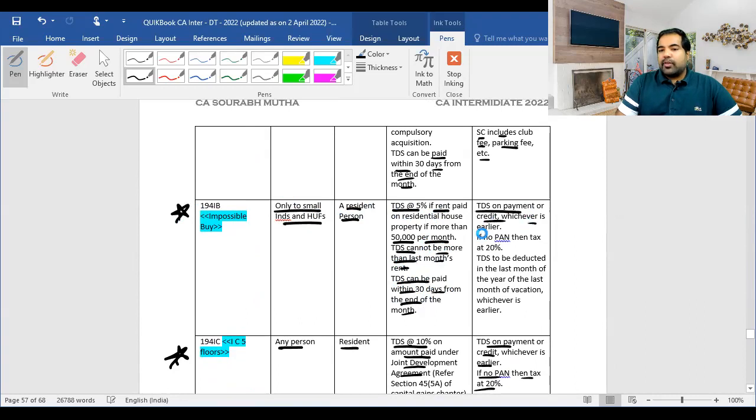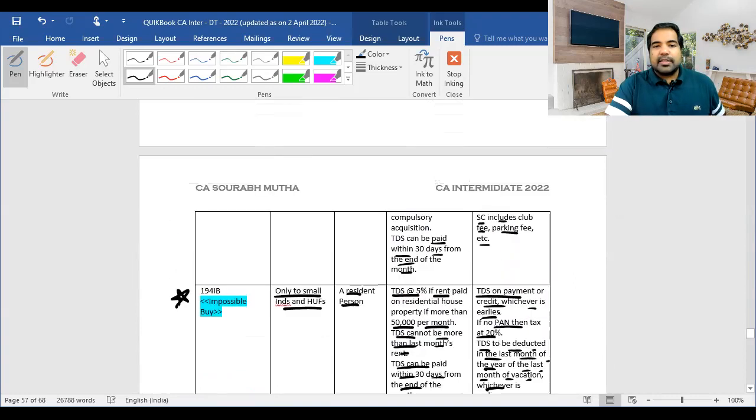TDS on payment or credit, whichever is earlier. No PAN, then tax at 20%. TDS to be deducted in the last month of the year or the last month of vacation, whichever is earlier. So whenever you vacate or the last month of the year, whichever is earlier, that is when you need to deduct this, not before that.